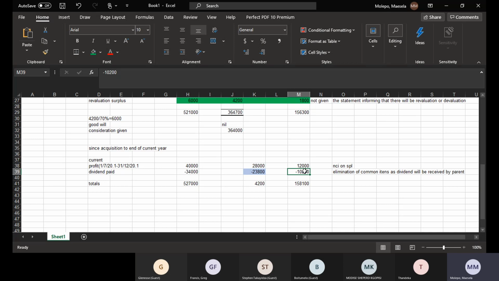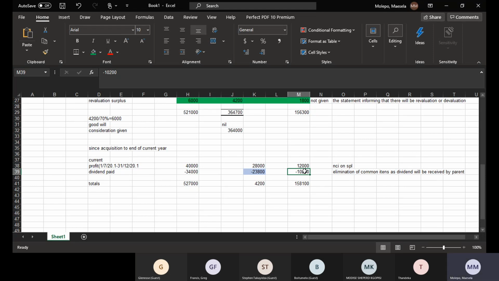The 12,000, which will be the... 229,400 plus the 12,000, they give you the 241. So the 80 plus the 10.2, they give you 90.2. Then it will be your total for the equity. So that is the end of this question.